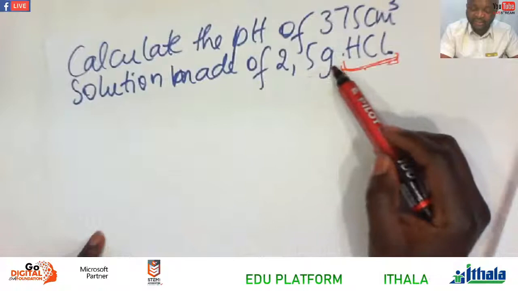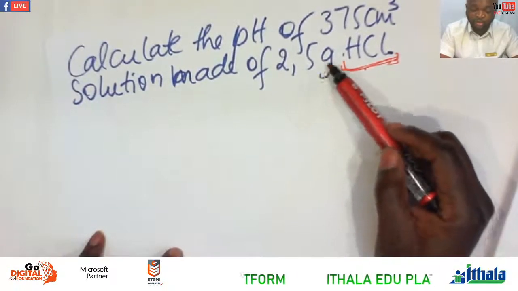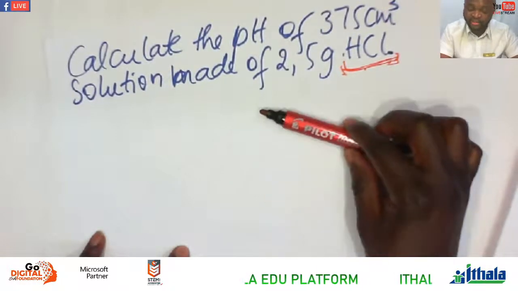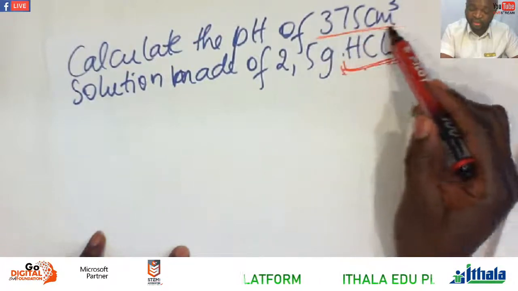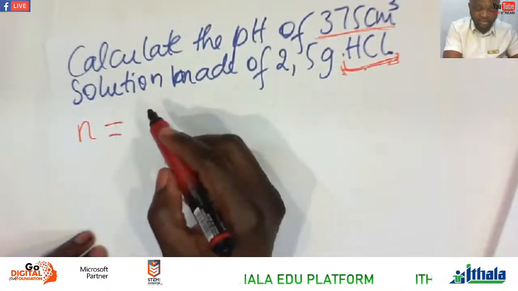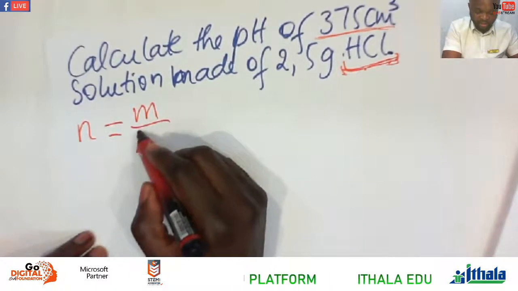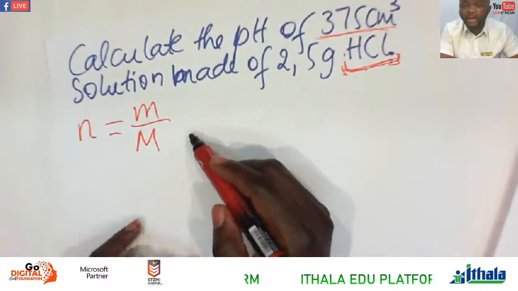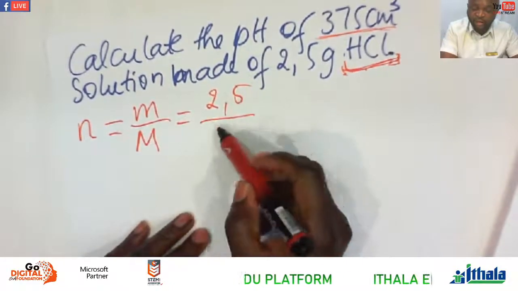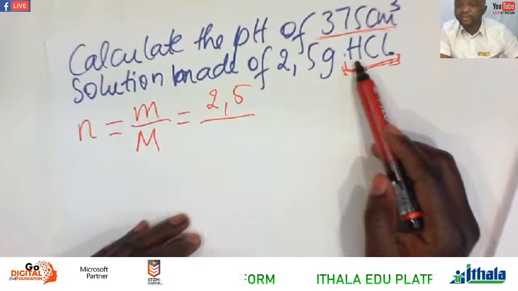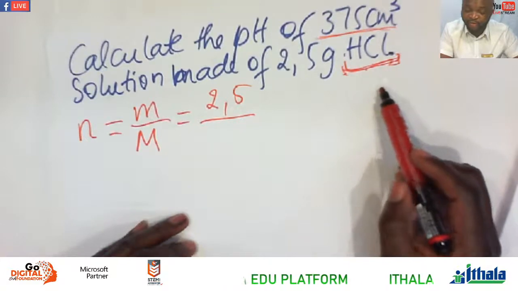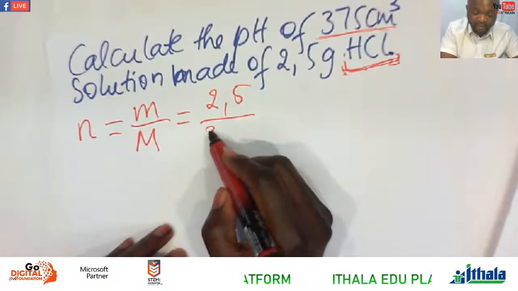So from the mass, how can we get a concentration? We know that from the mass we can get the number of moles, then from the number of moles we can get the concentration, because the volume is also given as 375. So the first step is to calculate the number of moles. That is the mass over the molar mass. From our statement, the mass is 2.5. The molar mass of HCl: from the periodic table, hydrogen has a molar mass of 1 and chlorine is 35.5. So the total is 36.5.